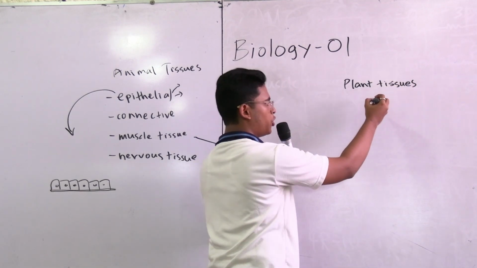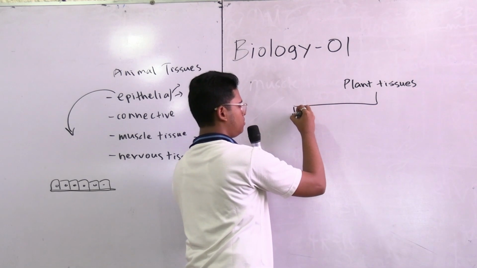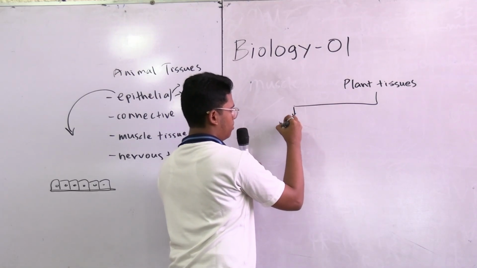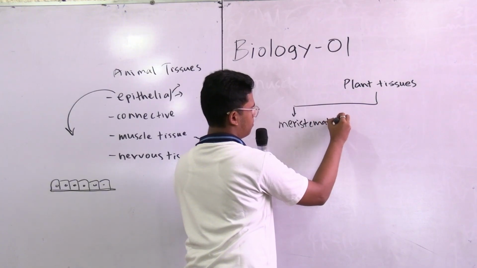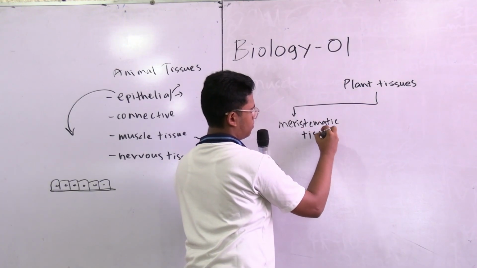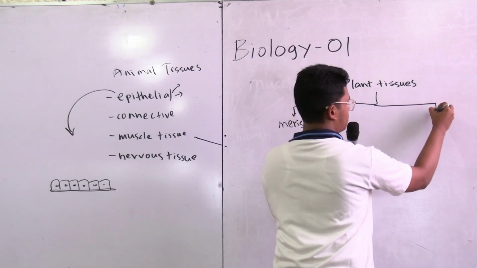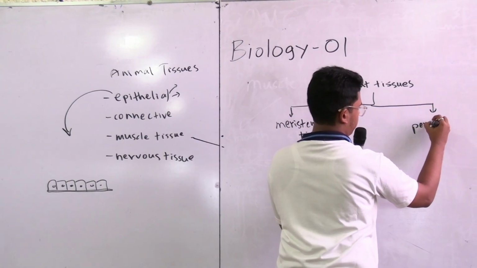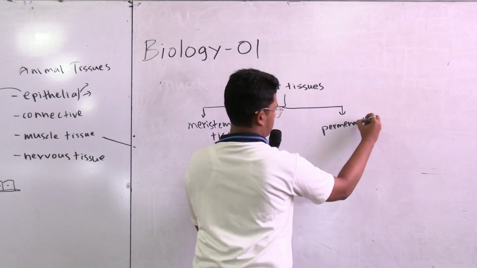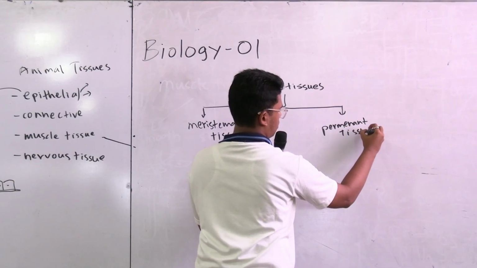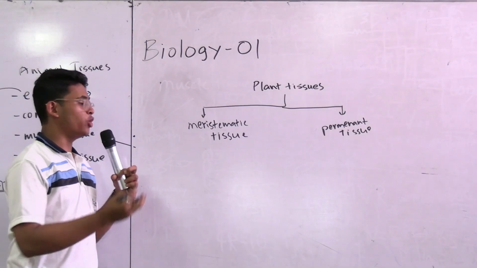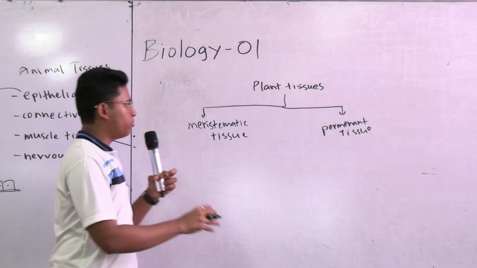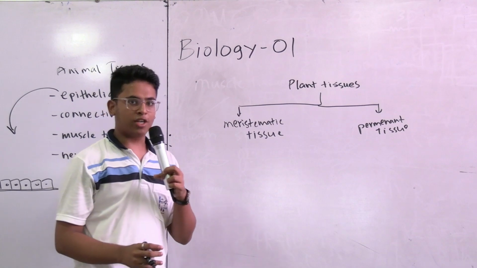So plant tissues you divide into two main parts. Meristematic tissue and permanent tissue. So meristematic tissues have what? Apical meristems and so on. In A levels you will learn in more depth about how meristematic tissues actually work.